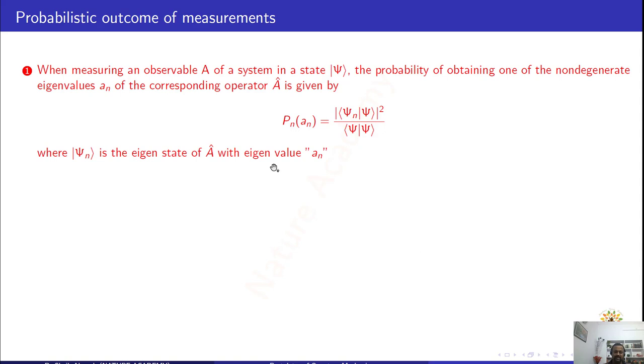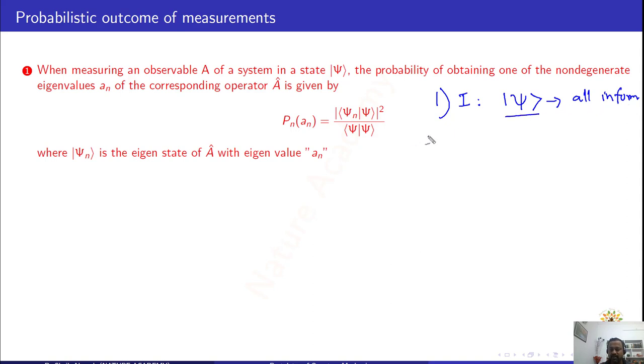Before moving to the fourth postulate, I want to recall the three postulates which we discussed in the previous videos. This is the first postulate of quantum mechanics. It describes the state of the system, and the state of the system is represented with a wave function. This wave function contains all the information of the system. So if you know the wave function, we can determine many physical properties of that system.